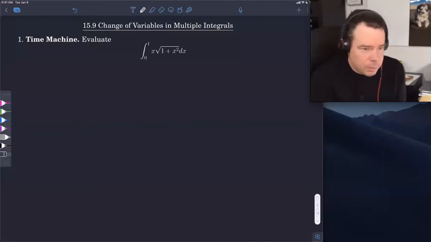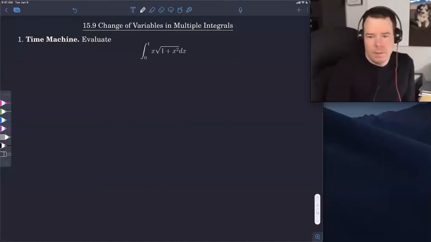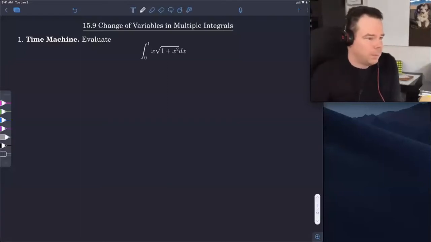Just to reference the chat, yeah, section 15.8 is not on next week's midterm. Next week's midterm covers up to section 15.8 on spherical coordinates. But before we dive into section 15.9, I just want to do a little bit of interactive stuff right now.